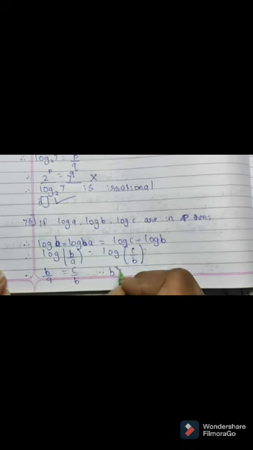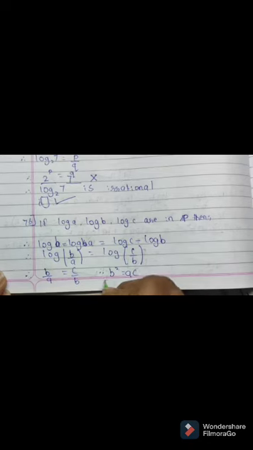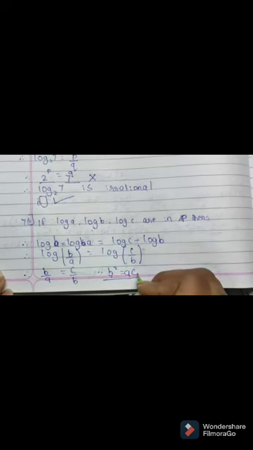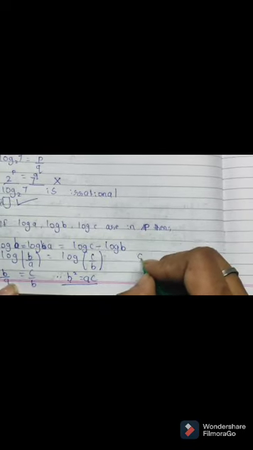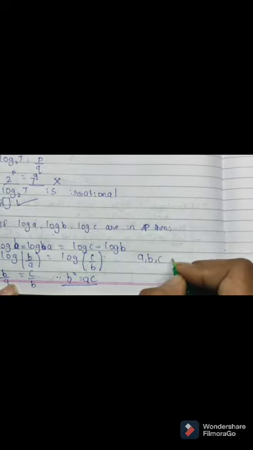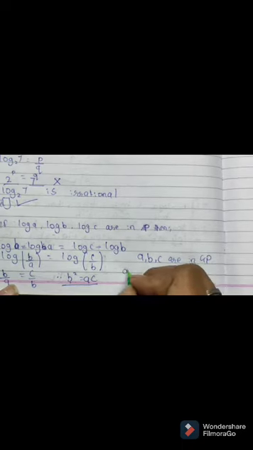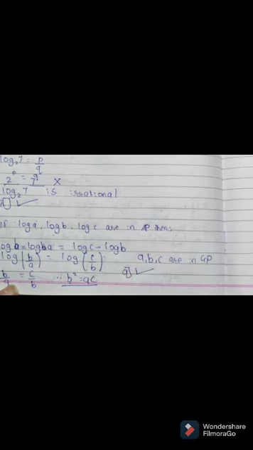Therefore B square equals AC. Now as we can see that B is the geometric mean of A and C. Therefore A, B, C are in GP. Therefore option A is correct.